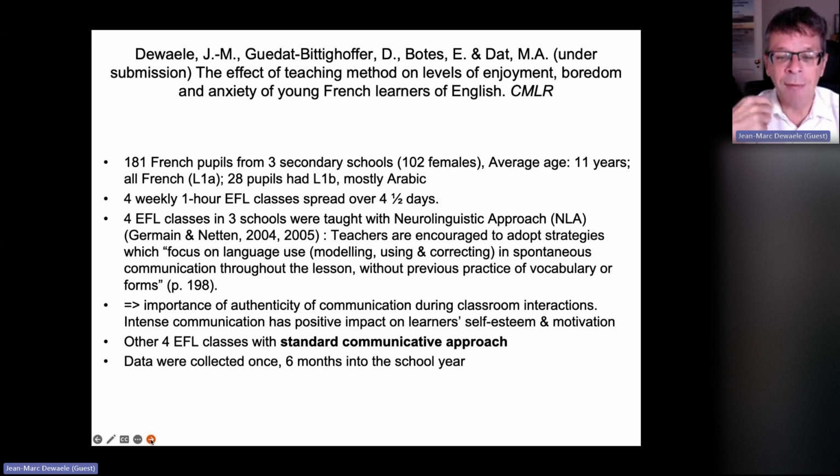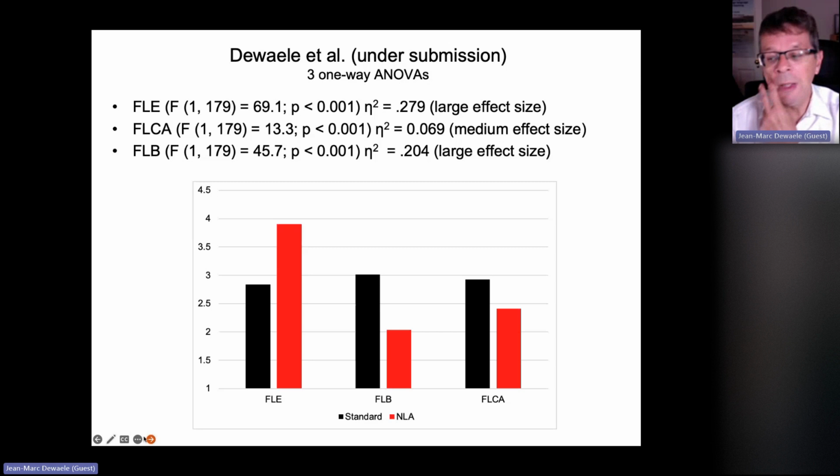And we collected the data once, 6 months into the school year. And so first we ran three one-way ANOVAs to see whether there were differences between the students in the standard communicative classes and those with the neurolinguistic approach. And as you see, the red bar is much higher for enjoyment. So students in the neurolinguistic approach reported significantly more enjoyment, also significantly less boredom, and also relatively less anxiety than their colleagues in the standard classes.